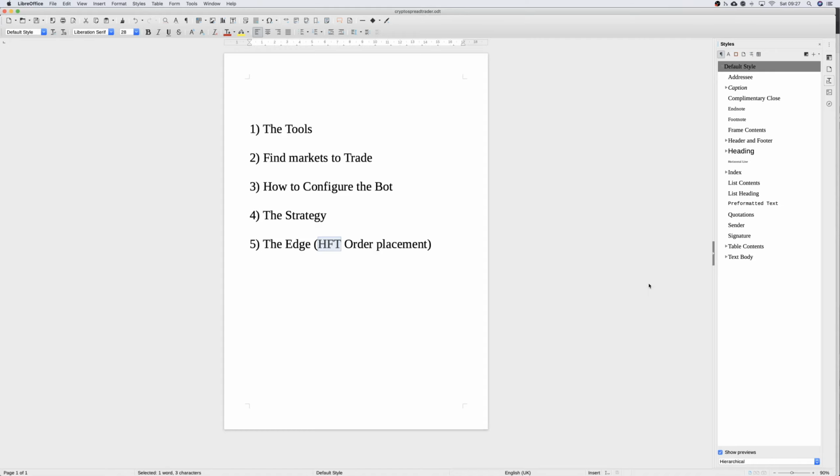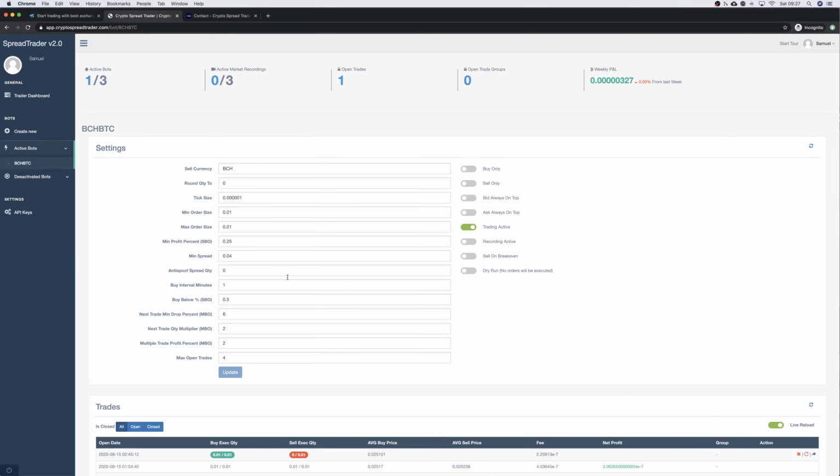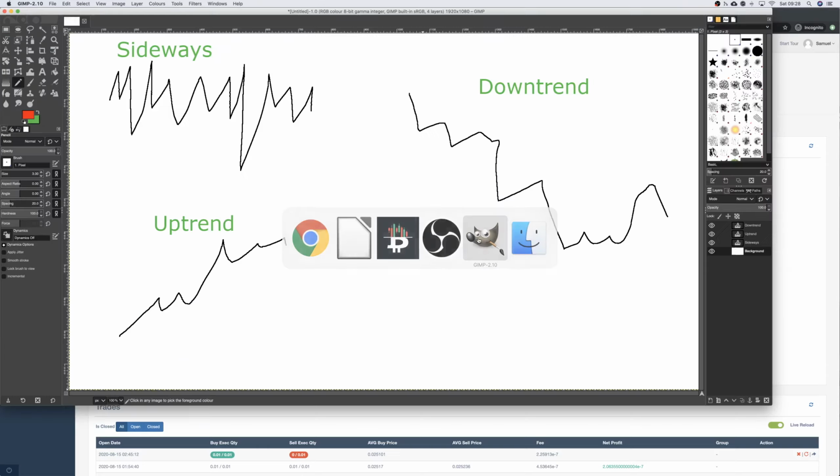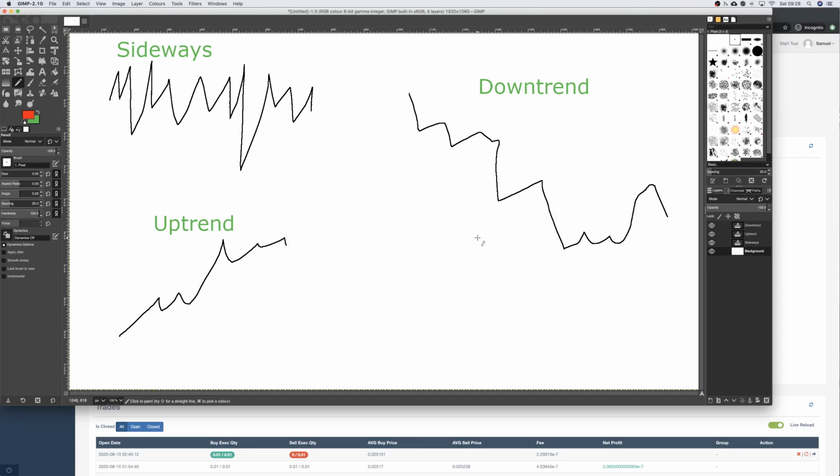about this later on. Now that I've quickly overviewed your dashboard, we are going to discuss the theory. Let's dive into the theory now. What does a crypto spread trader do exactly?